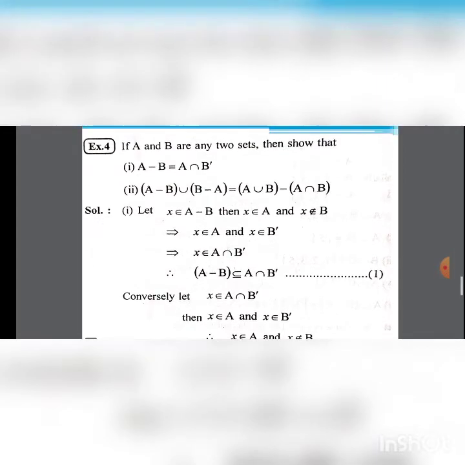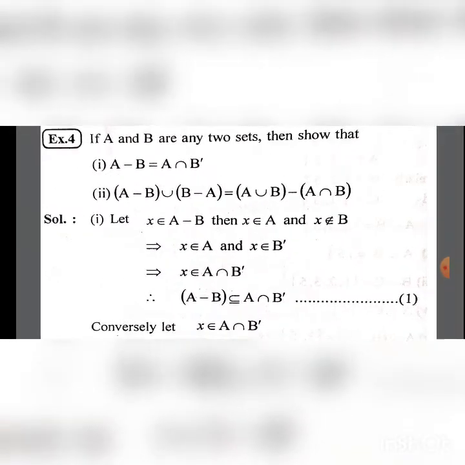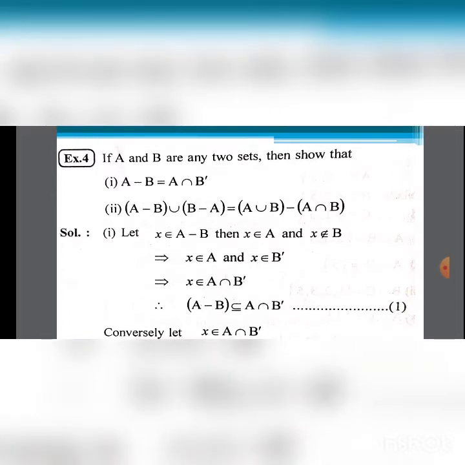See next example. If A and B are any two sets, then show that A minus B equals to A intersection B complement. And second is what? A minus B union with B minus A equals to A union B minus A intersection B. So here also we have to prove two sets are equal. Means firstly we prove left hand side is subset of right hand side, then we prove right hand side is subset of left hand side. So what we will get? Two sets are equal. Okay.